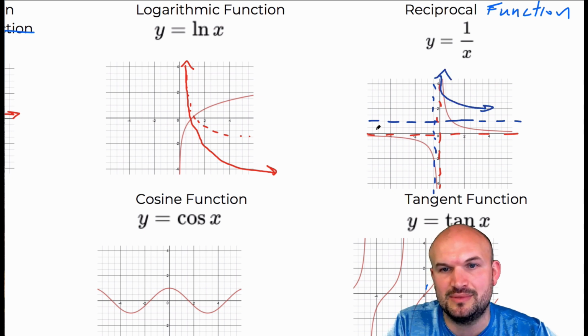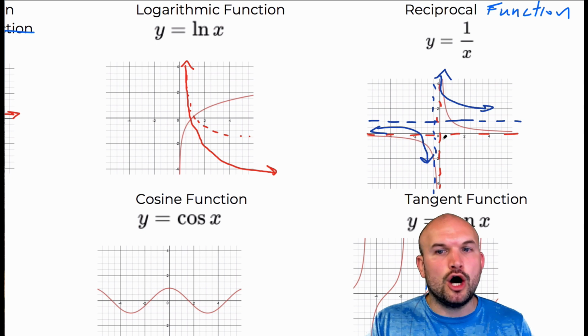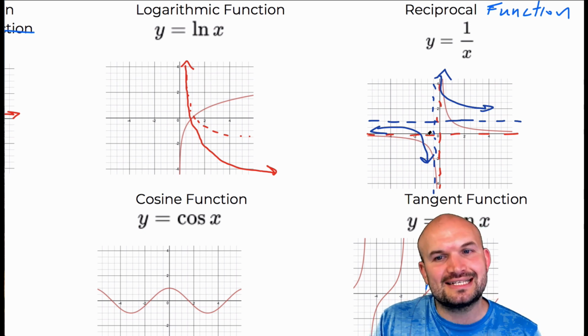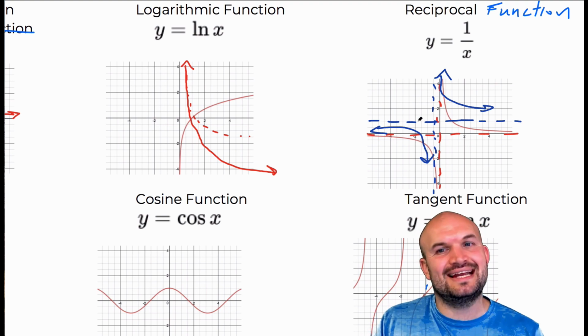Now my graph is not going to be that good, but that's okay. The important thing for us to understand, though, is the domain is now all real numbers except x cannot equal negative 1, and the range is all real numbers except y cannot equal 2.